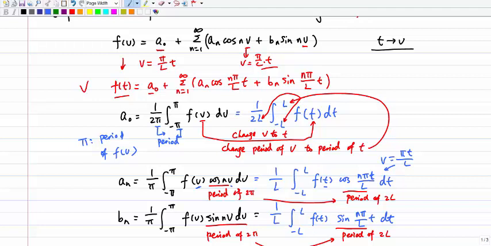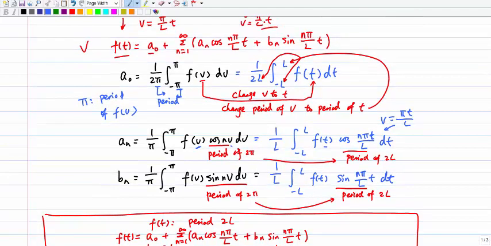Similarly, we do the change for bn. We change f(v) to f(t). We change the second v into n pi t over L, and integrate from negative L to positive L. And also divide by L instead of pi. So that's what's going to happen.